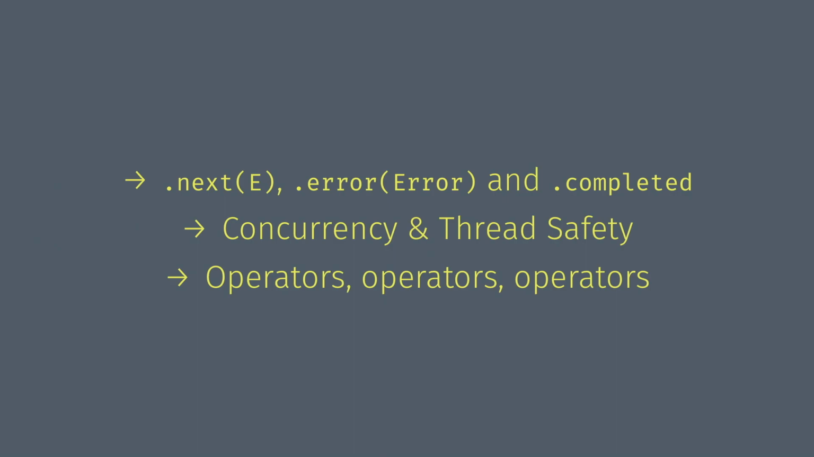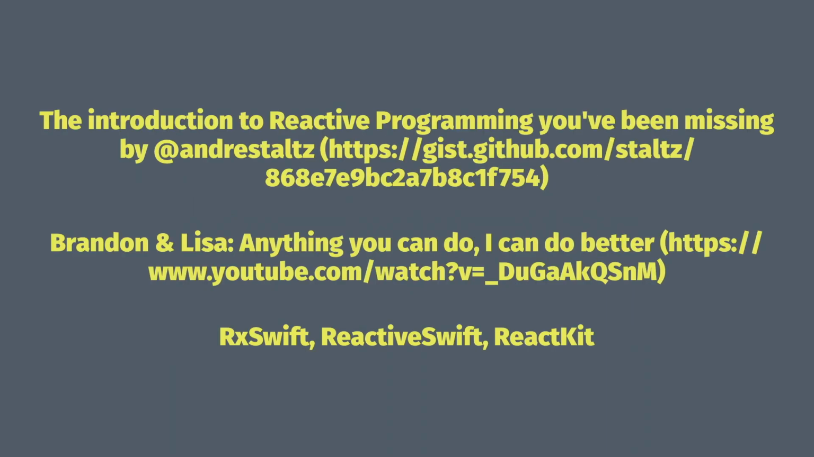So usually real implementations emit an enum with next, error and completed. Then there's of course a lot of work done about concurrency and thread safety, and a lot of optimizations and operators and operators and operators. So there's a few nice things to look up maybe if you want to look more into reactive programming.